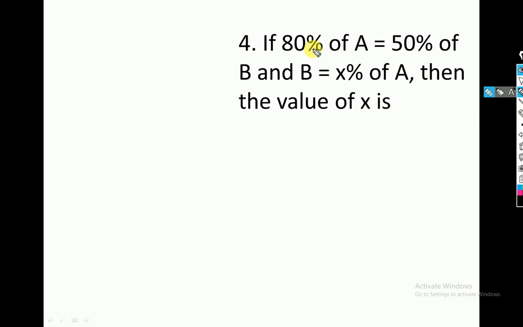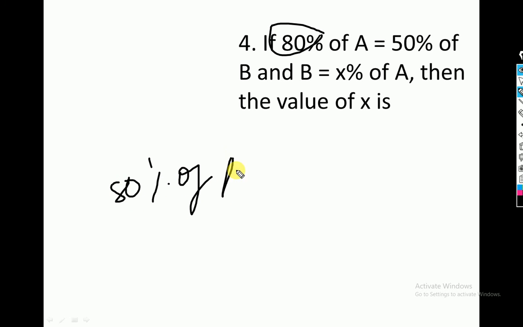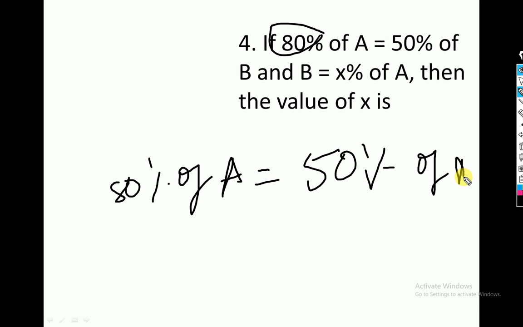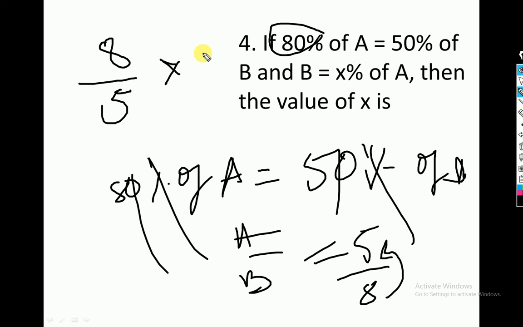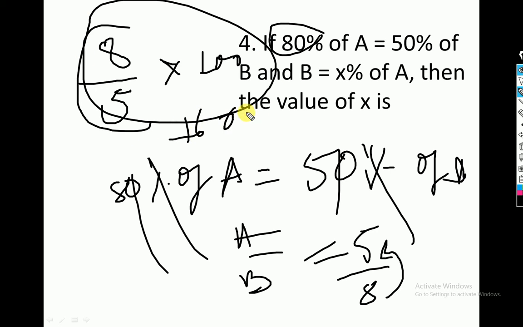So let's look at it again. 80% of A. One more look at it. 50% of B. Cancel the percentage, cancel the 0. A by B comes out to be 5 by 8. So 8 is what percentage of 5? We have to keep 5 the reference and 8 in the numerator. So it comes out to be 160%.